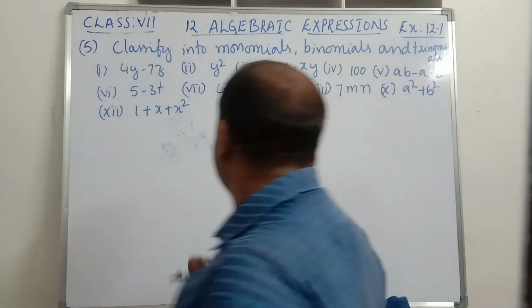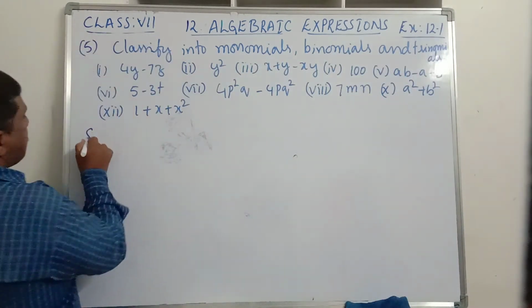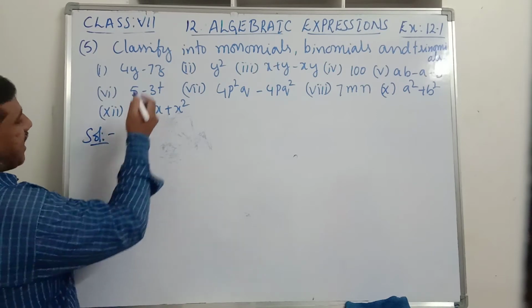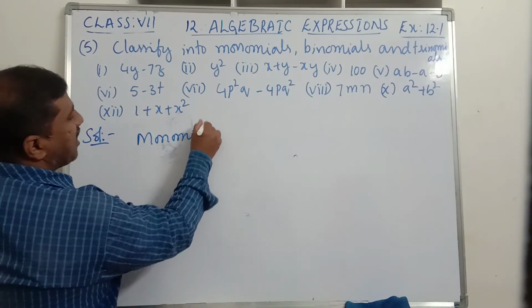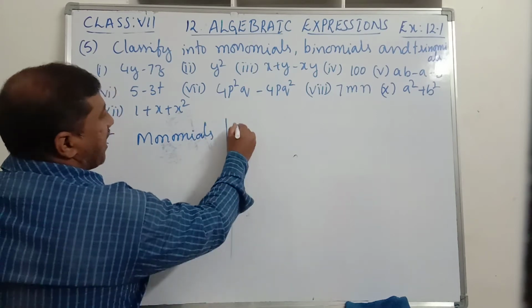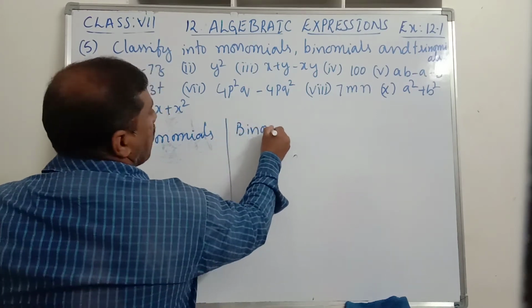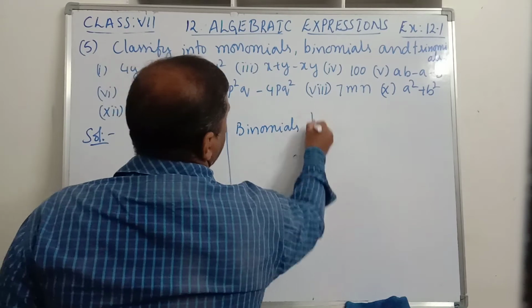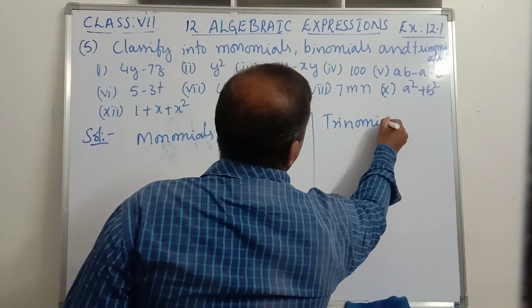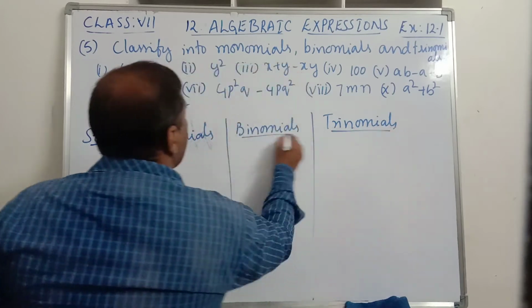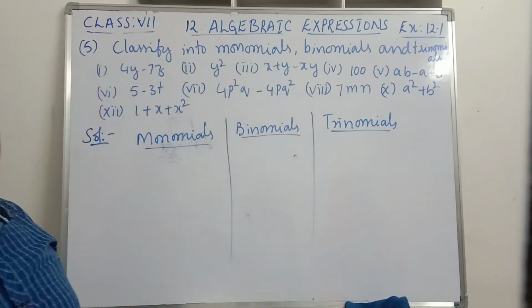So express this in the form of a table. So it will be easier and we can save the time. So monomials, then binomials, and then trinomials. So you write them separately, binomials, trinomials and monomials in the table.